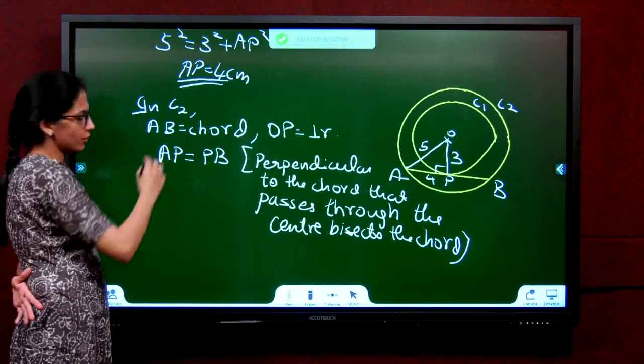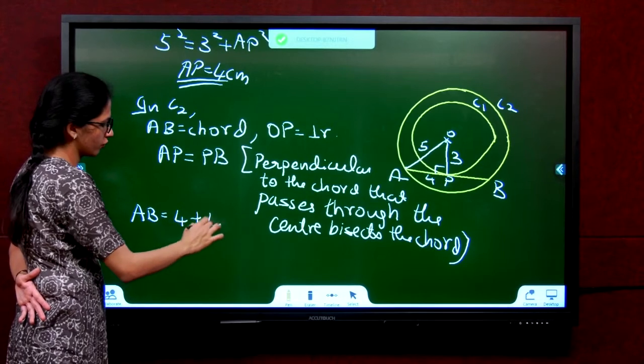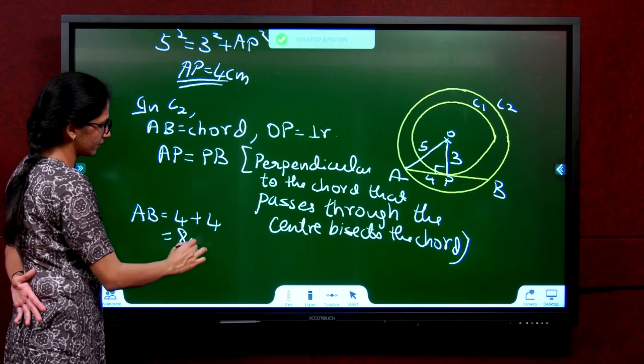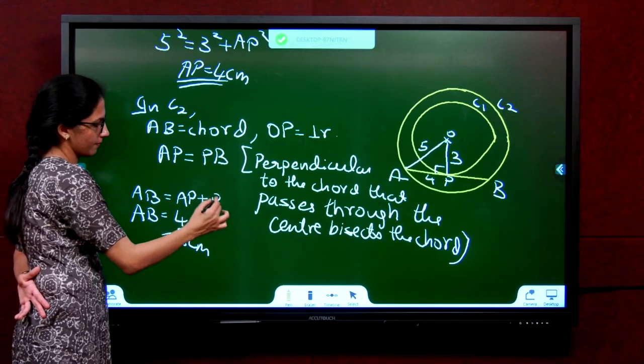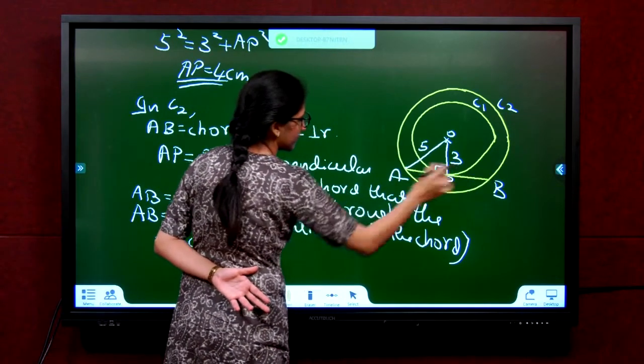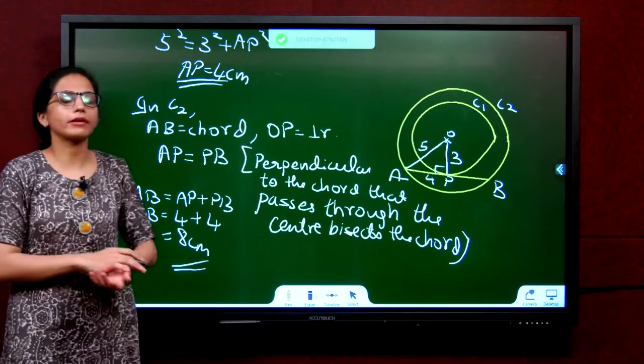We know AP equals 4 centimeters. So what is AB now? AB is 4 plus 4, 8 centimeters. How? Because AB is AP plus PB. So you get 4 plus 4, 8 centimeters. That's the length of the chord required.